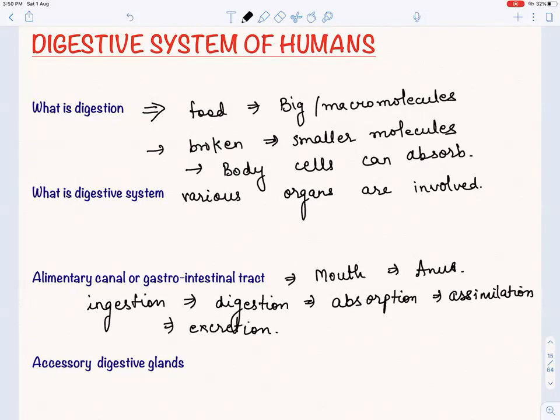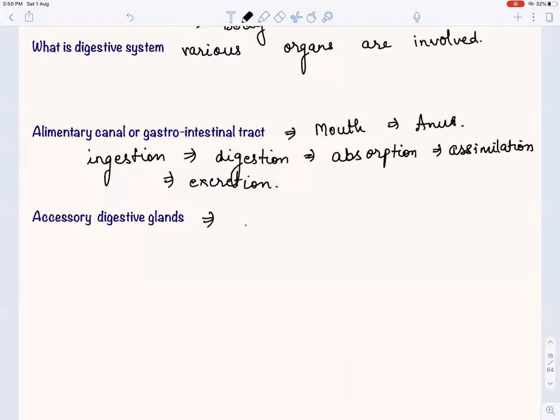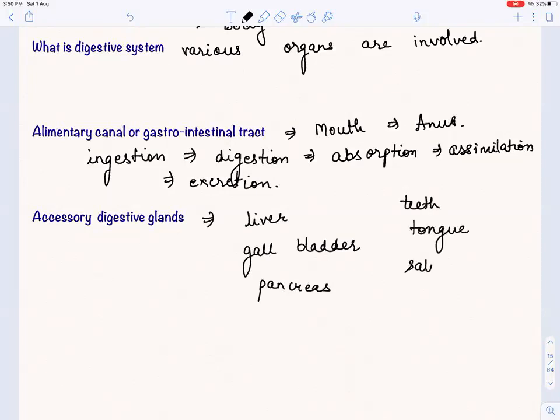Besides these organs, what else is helping in the digestion? Liver, gallbladder, pancreas, okay, teeth, tongue, salivary glands. So these are also helping in digestion. They are known as accessory organs or accessory digestive glands.